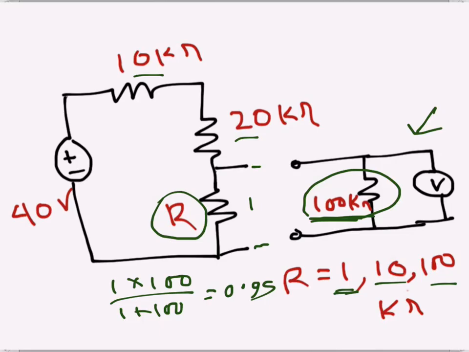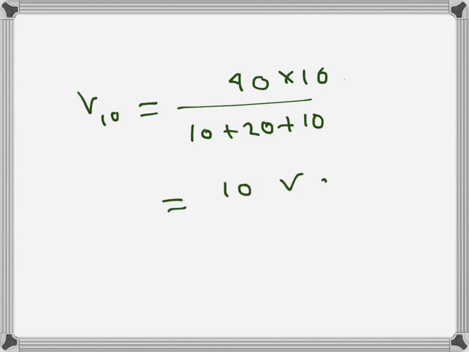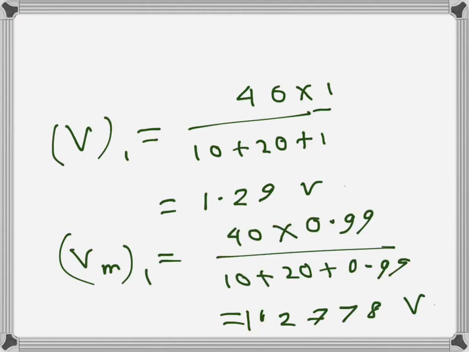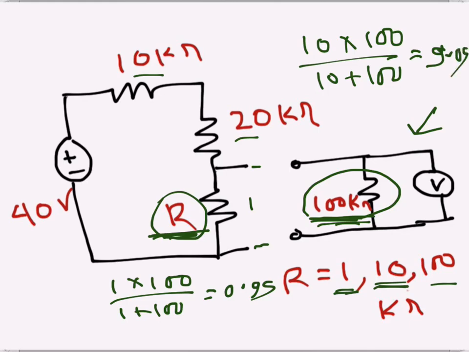If the value of R is 10 now, so this one becomes 10. The calculated voltage will now be 10 divided by 10 plus 20 plus 10, and then multiplied by 40. So that will be 10 volts. And V10 measured: the 10 kilo ohms will come in parallel with 100 kilo ohms. So the equivalent value will be 100 times 10 divided by 10 plus 100. This time it will be a bit less than 10, it will be 9.09. That will be the equivalent resistance.